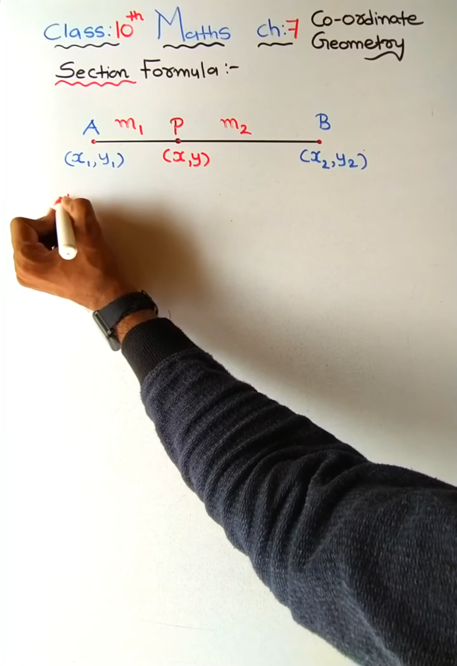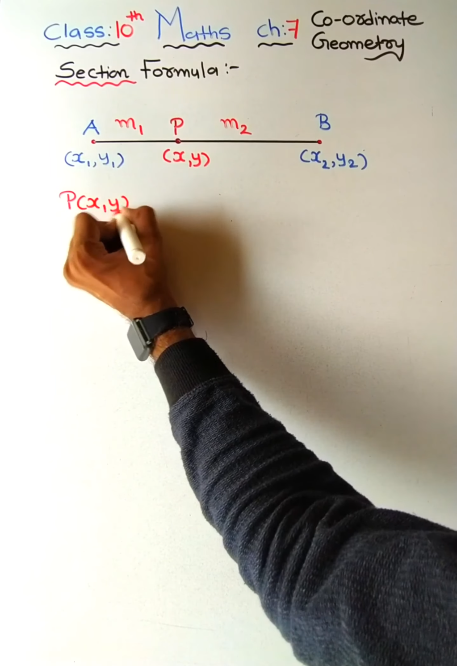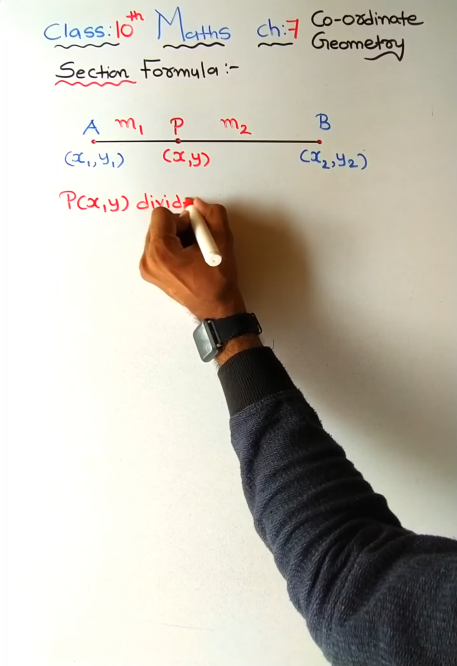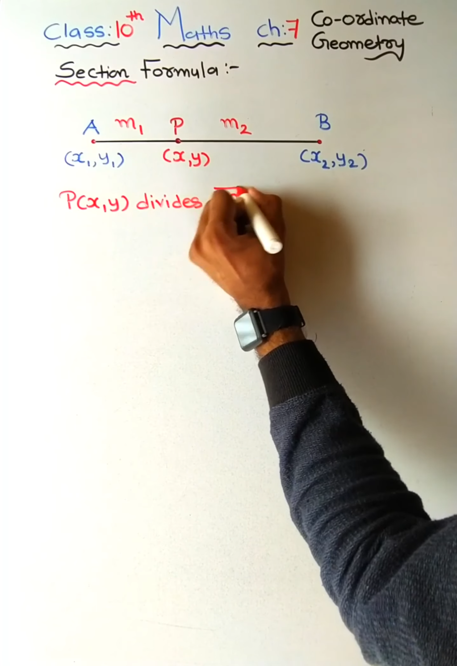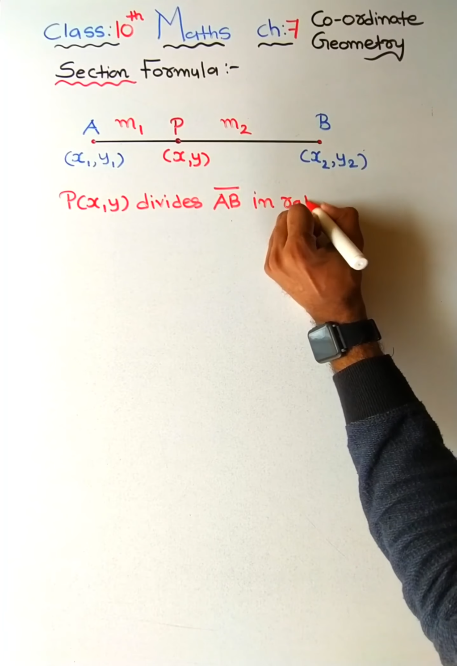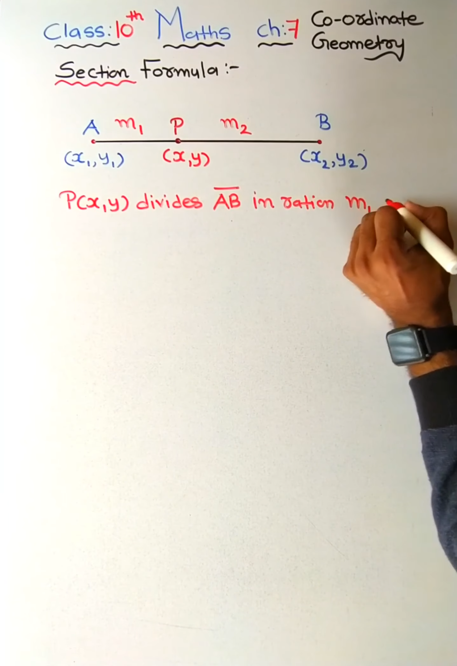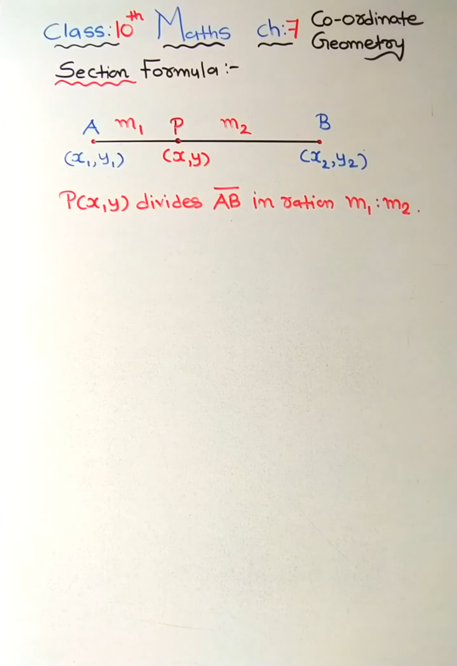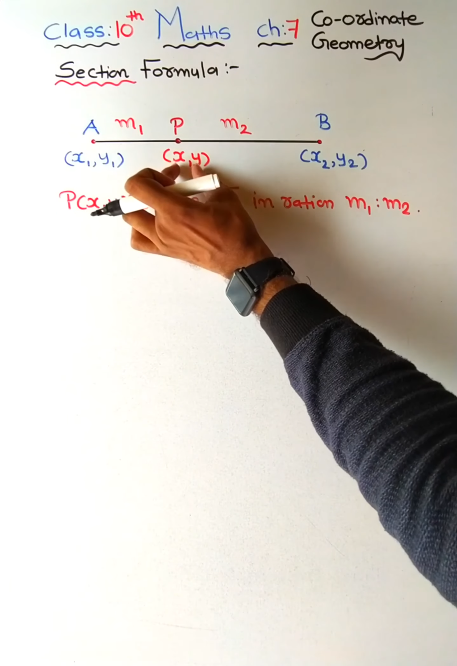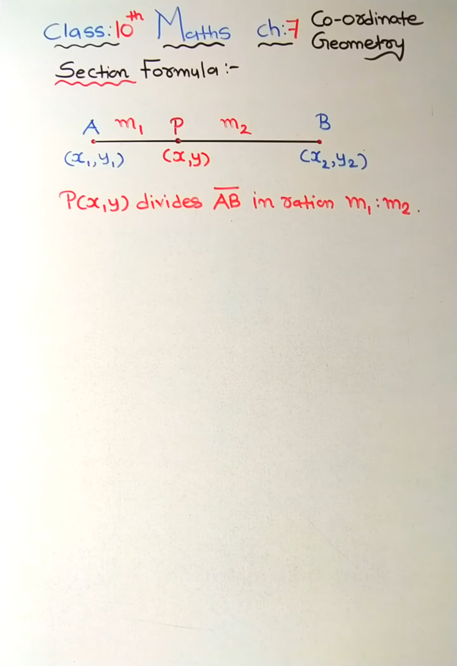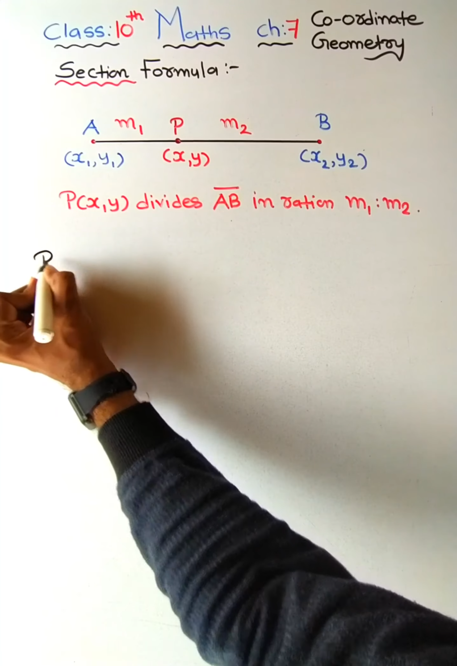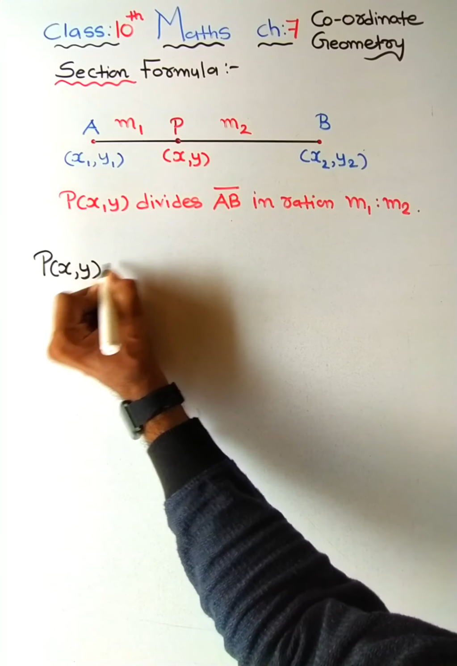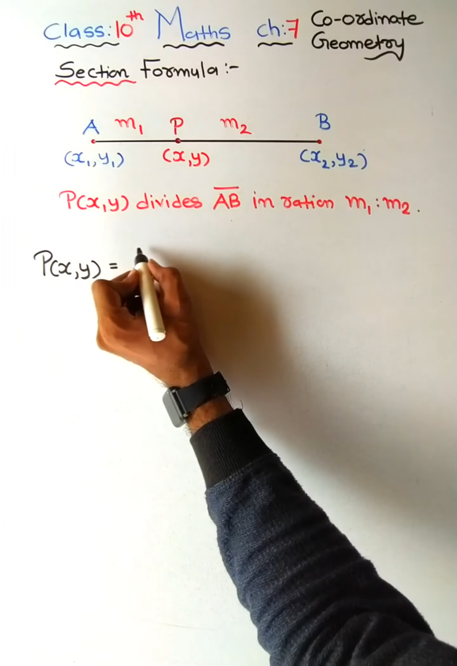So we can say that P(x, y) divides line segment AB in ratio m1 is to m2. Clear? Now using this simple phenomenon, we can obtain a formula for finding the coordinates x and y. That means point P. So to find out the coordinates of point P, we will use this formula.